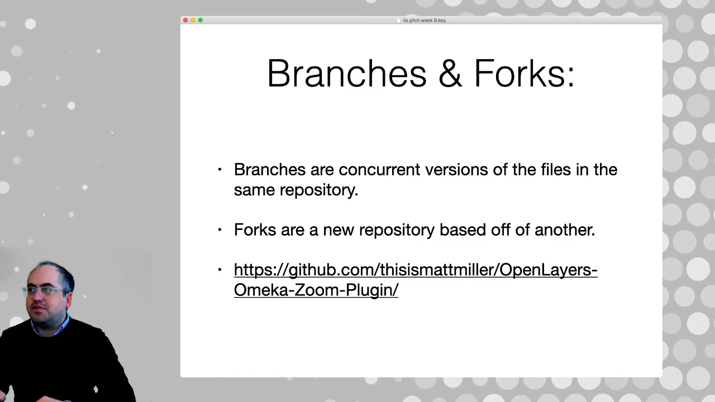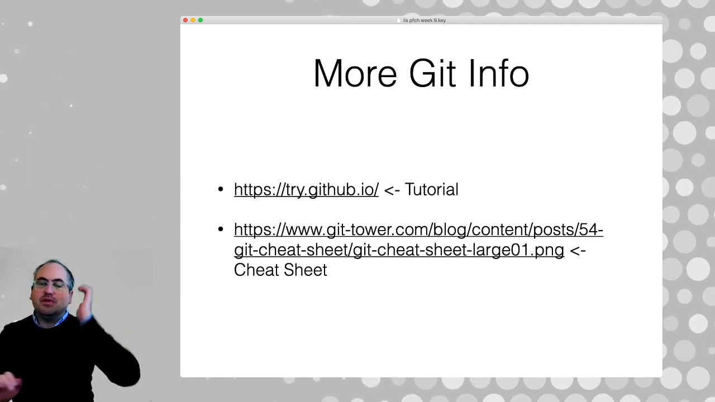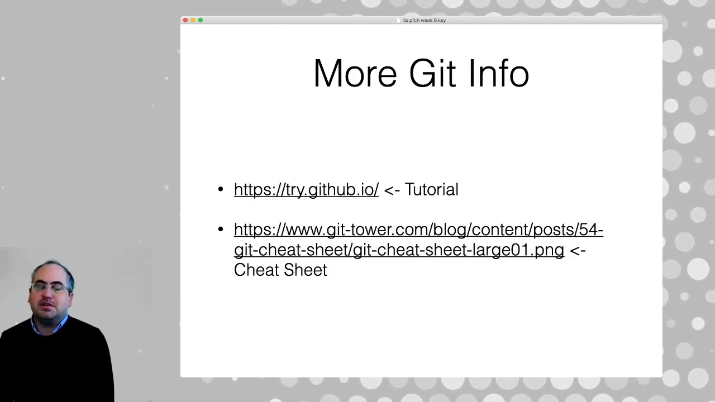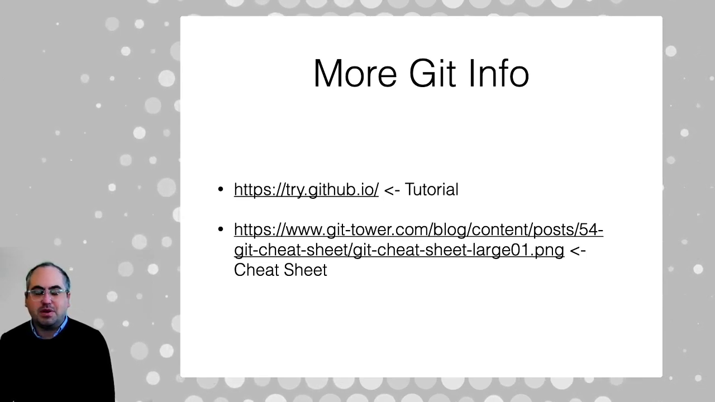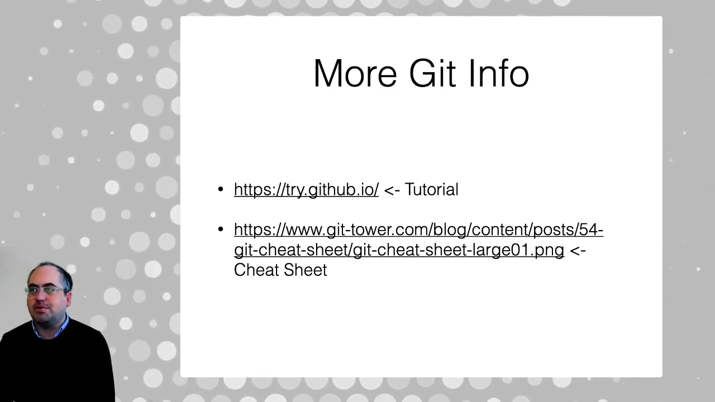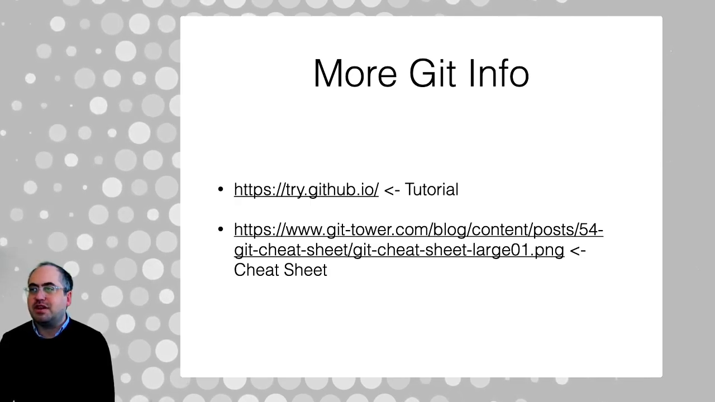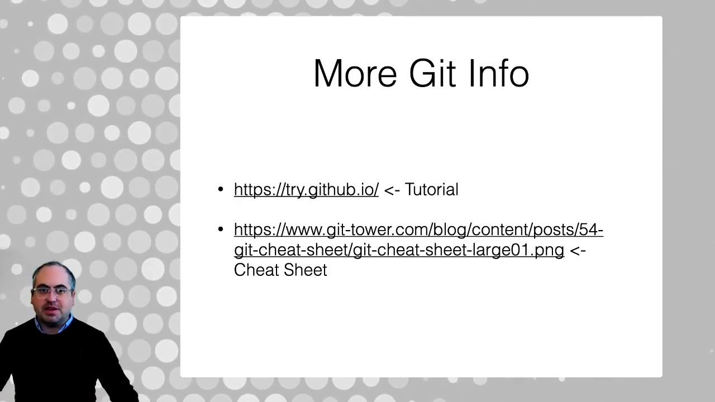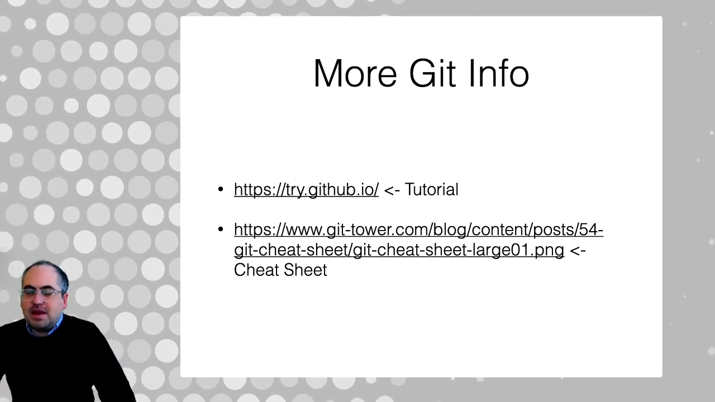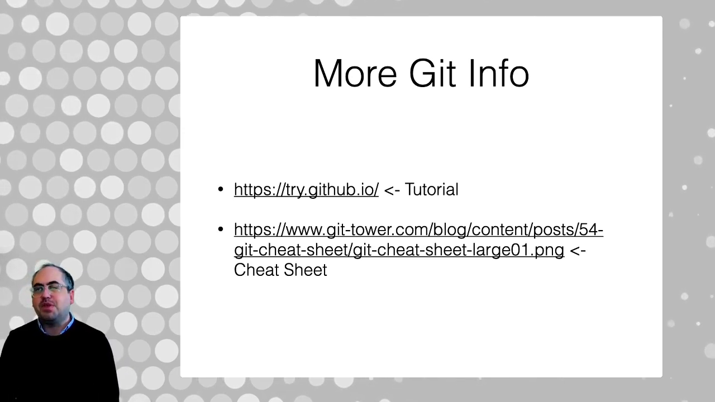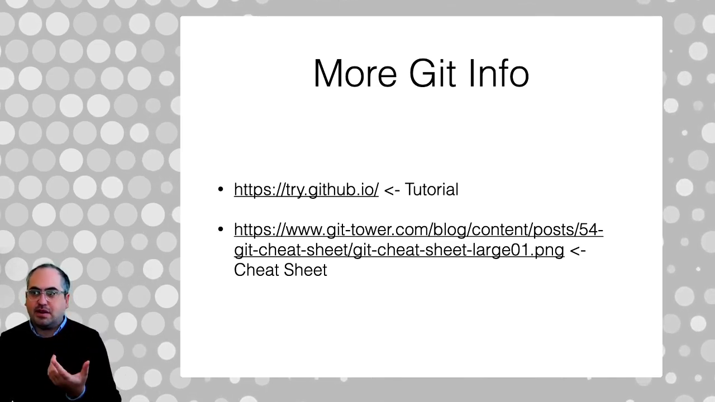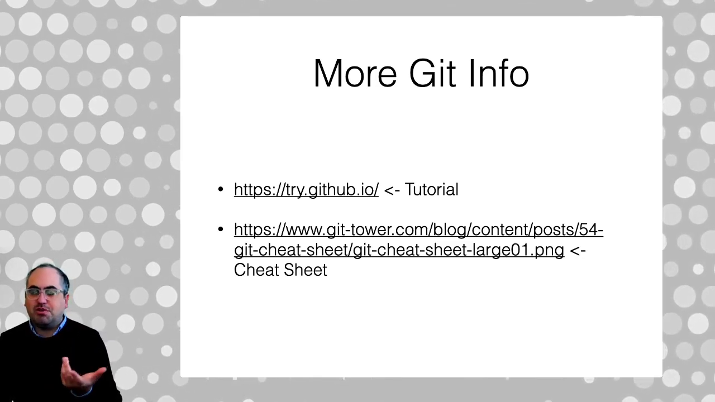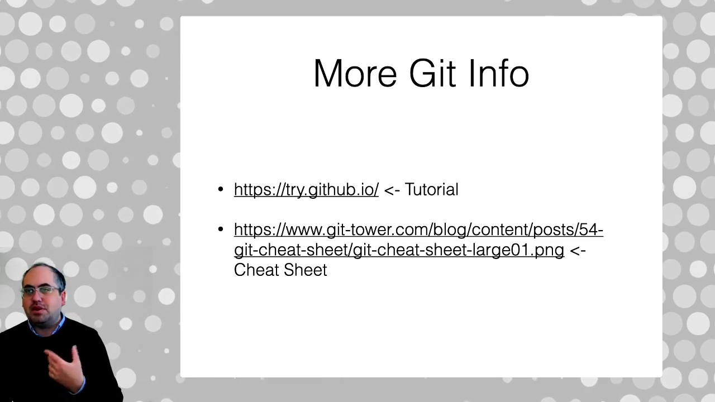So this is how branches work. Here's some more information about Git and GitHub. There's a little tutorial if you want to go through some more options and play around with it. And also here's a cheat sheet. There's a huge amount of Git commands that you can use to master. Git is really complicated, and I'm always looking up how to do something, but it is a really powerful tool.